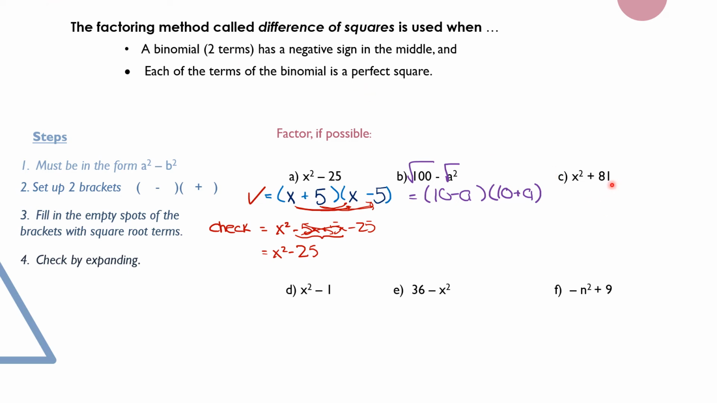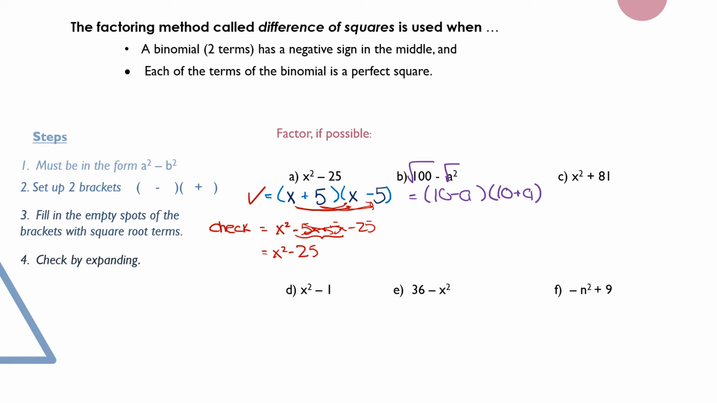C, x squared plus 81. Here we go. Do we have a binomial? Yes, we do. One term, two terms. Is there a negative sign in the middle? No, there's not. What about the rest of it? Each of the terms is a perfect square. Yes, this is a perfect square, x squared and 81, the square root of that is 9. But I don't have a minus sign in the middle. So this is not a difference of squares, so I can't do any of my steps here.